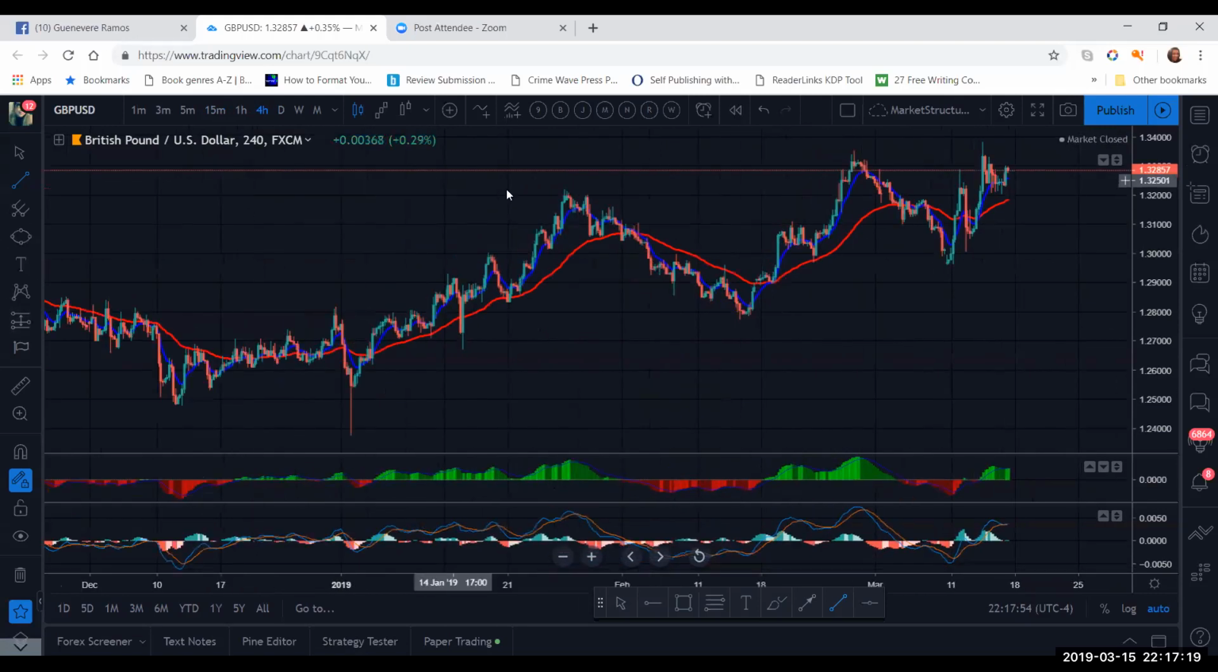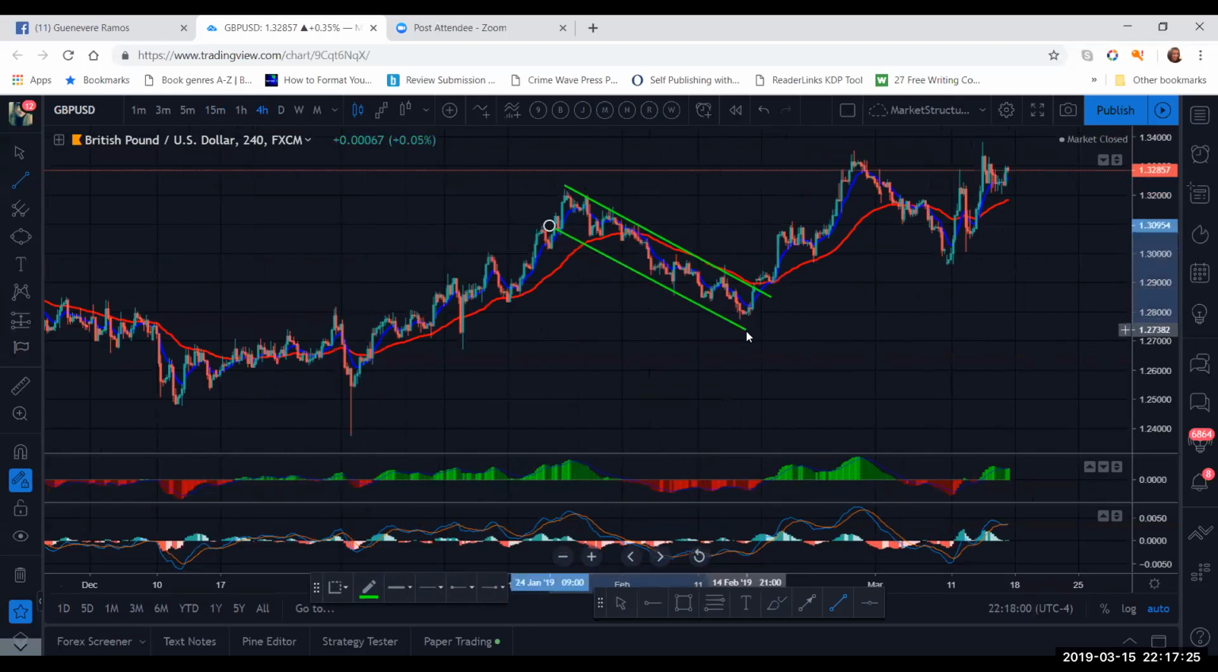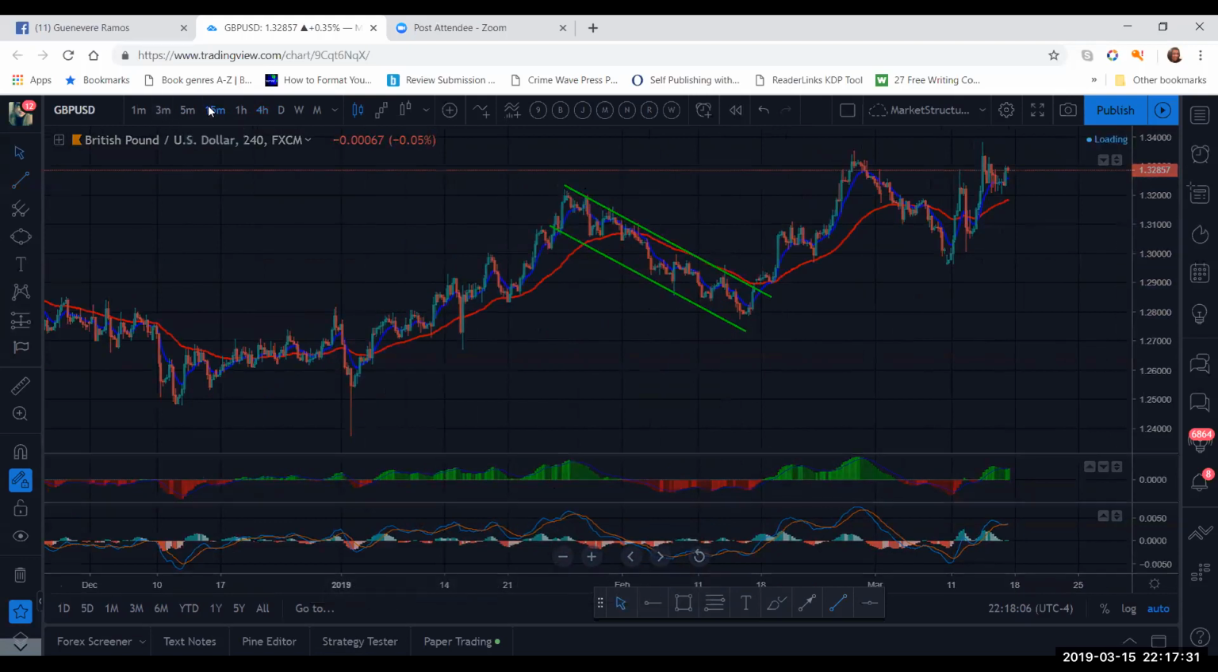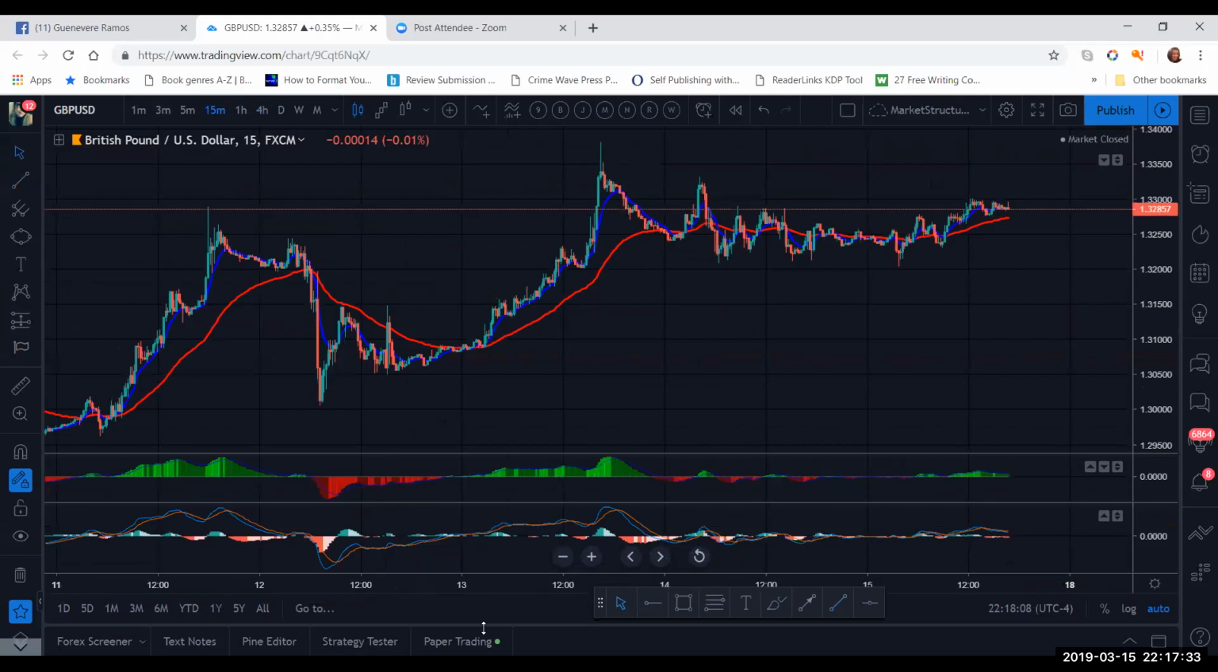Okay, let's just say we were focusing on this sell right here, this sell that was happening right here, and we know that that was a part of a correction on a higher time frame. This happened January 25th. Let's go down to the 15-minute and look for entries.